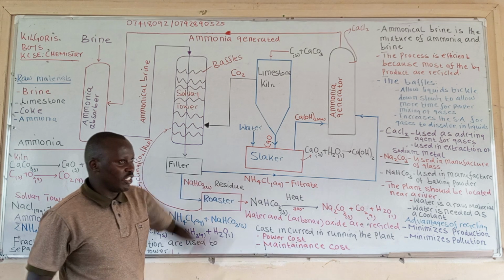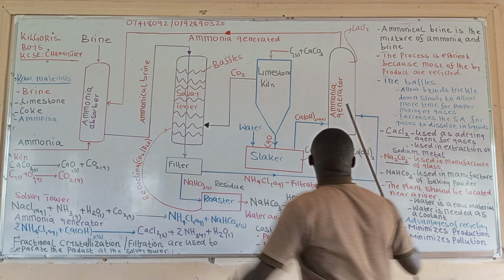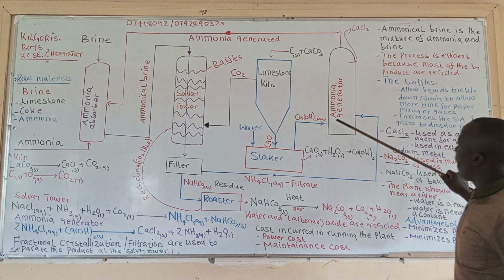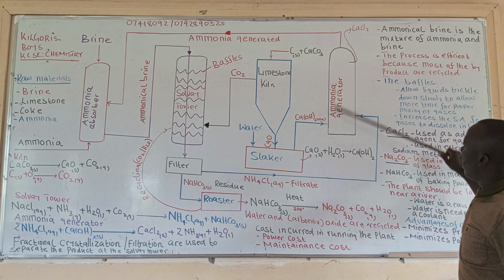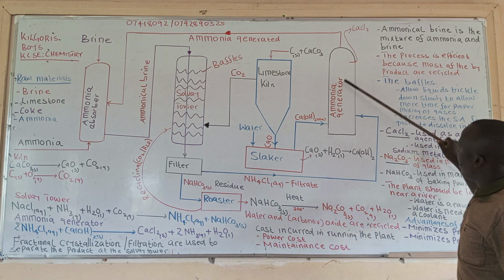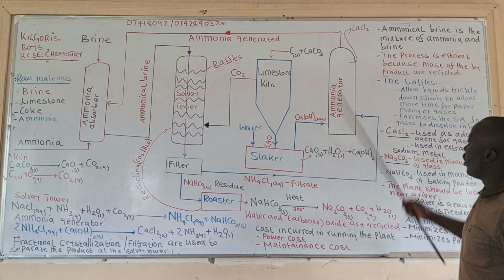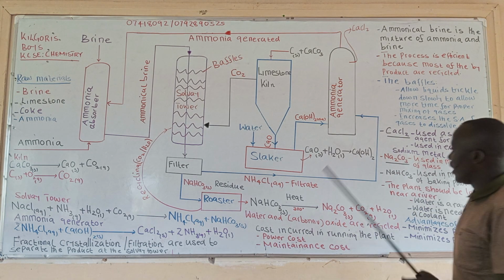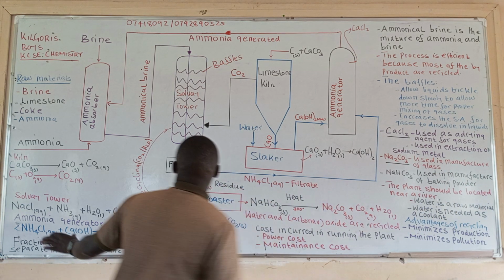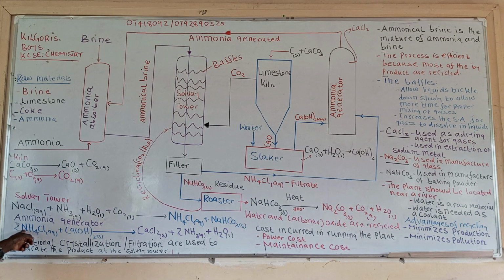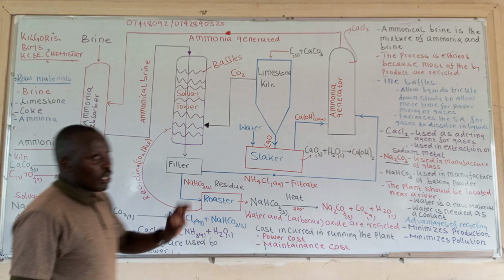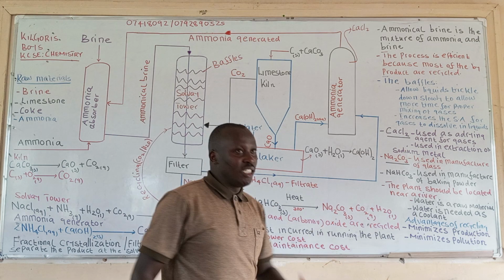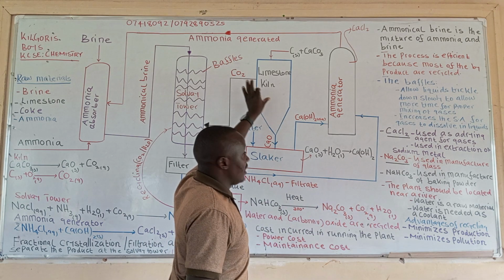Now, from here, we have the ammonium chloride as a filtrate. This one now is taken into the ammonia generator. In the ammonia generator, what is happening here? In the ammonia generator, we have the ammonium chloride plus the calcium hydroxide. Where is this calcium hydroxide obtained? The calcium hydroxide is obtained in the kiln.